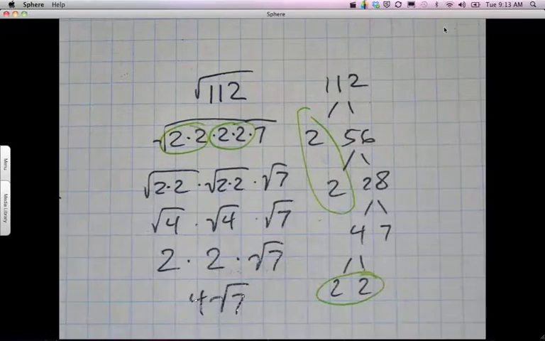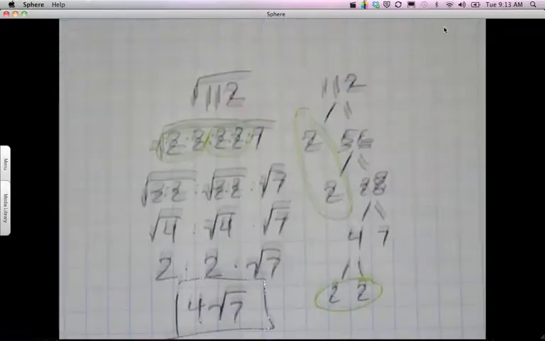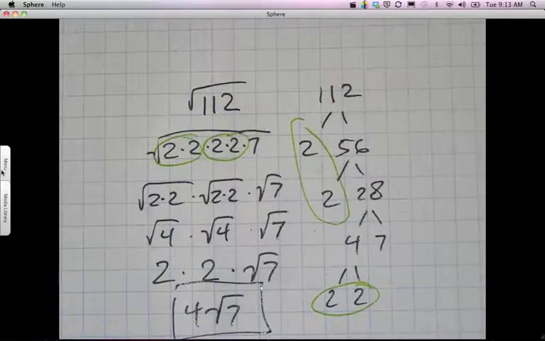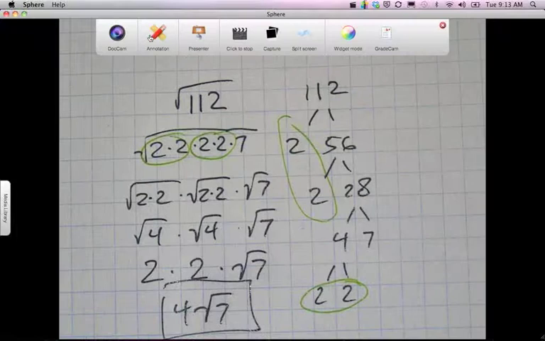And there you are, you're done. That's your final answer. That's how you factor square roots and simplify them.